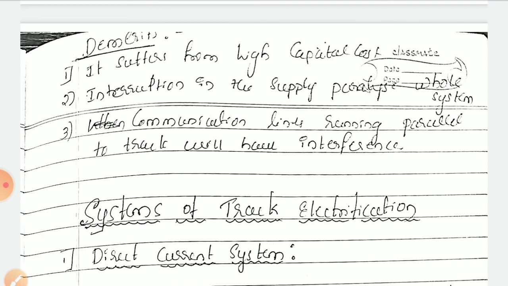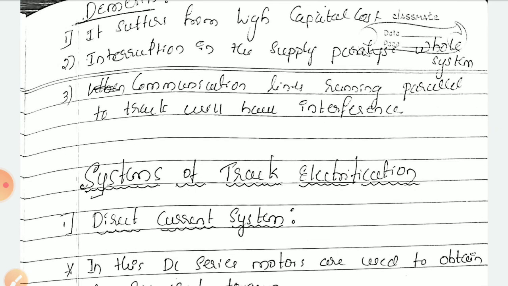We also have some demerits. They suffer from a high capital cost, and an interruption in the supply paralyzes the entire system. If there is any interruption in the supply, it will paralyze the entire system, which is one very important drawback of the electric traction system. Then, communication lines running parallel with the tracks may experience interference. If the communication lines run along with the track, some interference may be caused by these electric cables. Those are the demerits of this traction system.